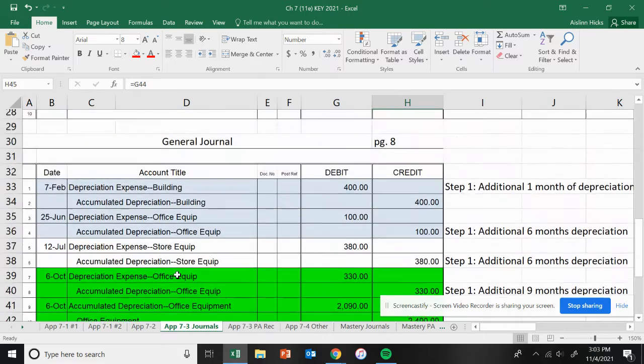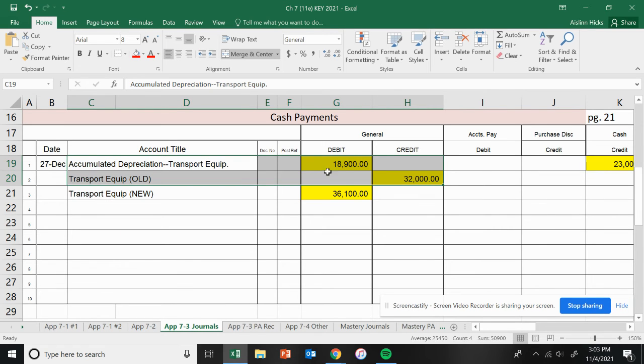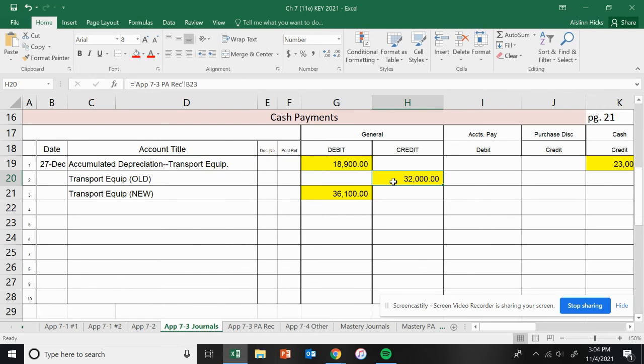So the way I set this one up is up in the cash payments journal. Take a look at this. I'm going to go ahead and get rid of the accumulated depreciation and get rid of the old truck right here. 18.9 is the original accumulated depreciation. That comes from right here, 18.9. The original truck was worth 32 grand. So I'm going to go ahead and take that out here. I don't know this number yet, okay?